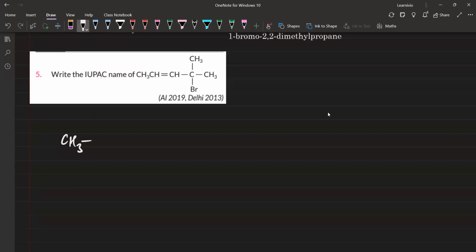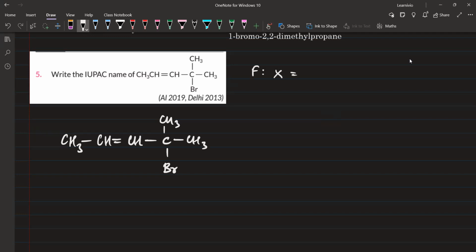But still there is one more mistake. Tell me, where is the double bond, in the first carbon or the second carbon? The second carbon. Then you have not given the numbering for the second carbon. Do you see it? Yes, sir.